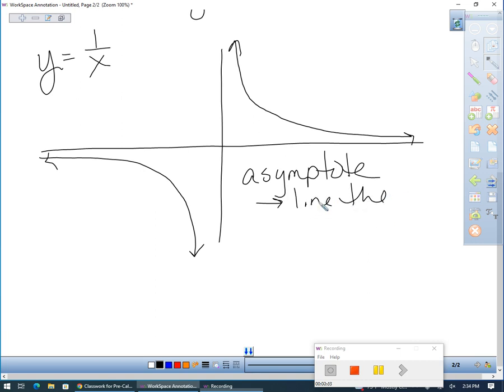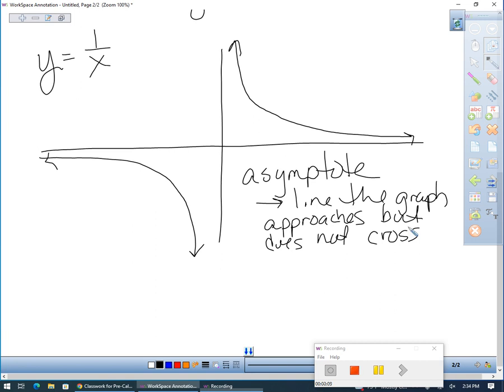So that's the line the graph approaches but does not cross. So in this case, we actually have asymptotes at each of those axes. So an equation for the y-axis, it's a vertical line. If it's a vertical line, it's at x equals 0, right? That represents the y-axis. And for the x-axis, that's a horizontal line, so that's y equals 0. Those are asymptotes.